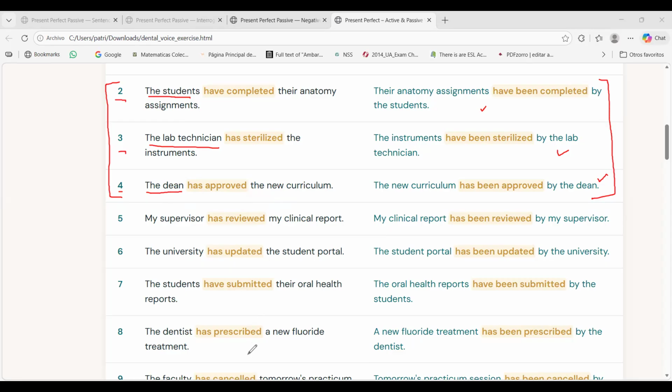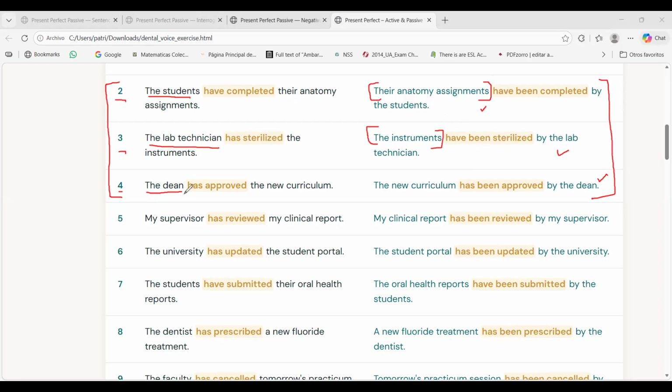Yeah, we say, no, no, the students, it is their anatomy assignments. Assignments have been completed by the students. Next, the instruments have been sterilized by the lab technician. The last part is optional.